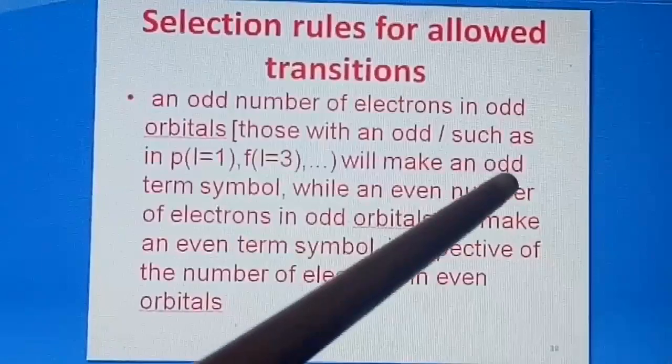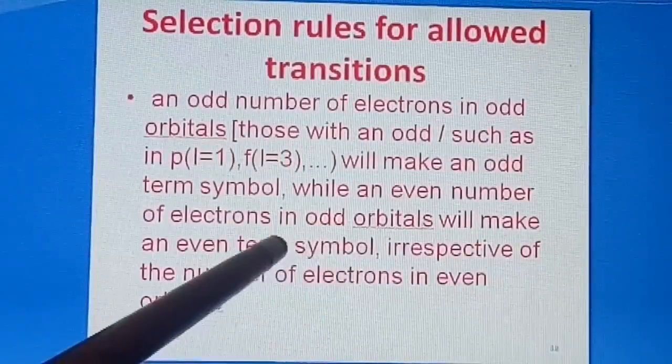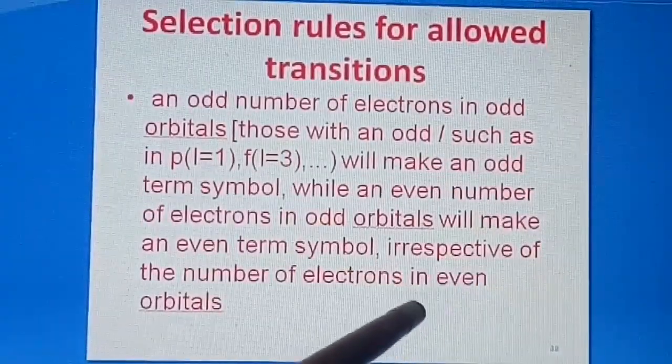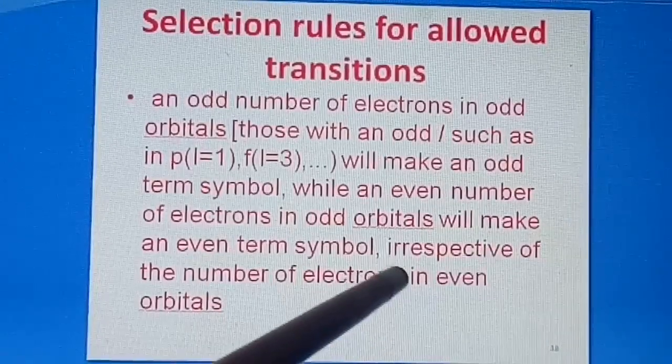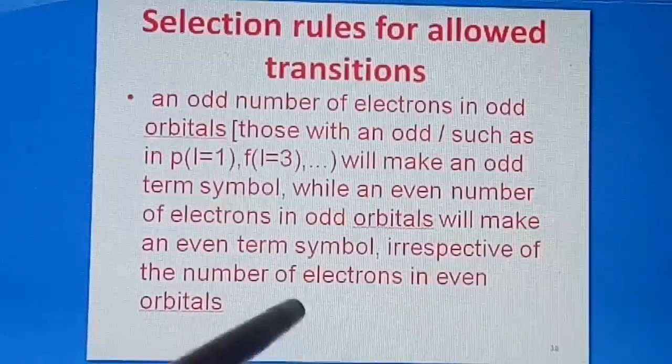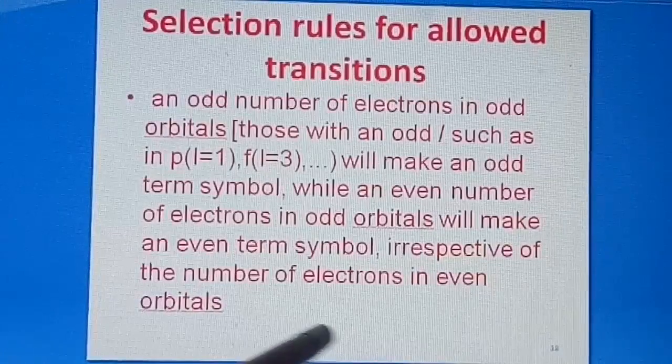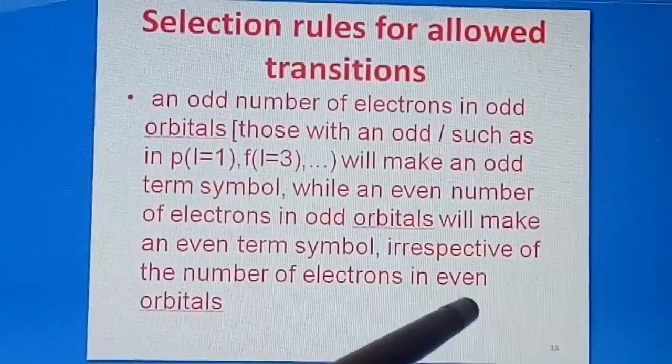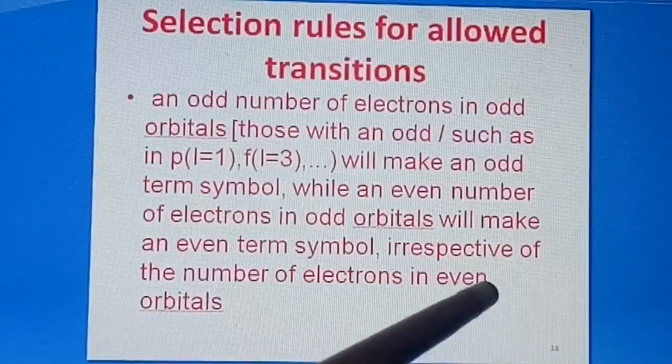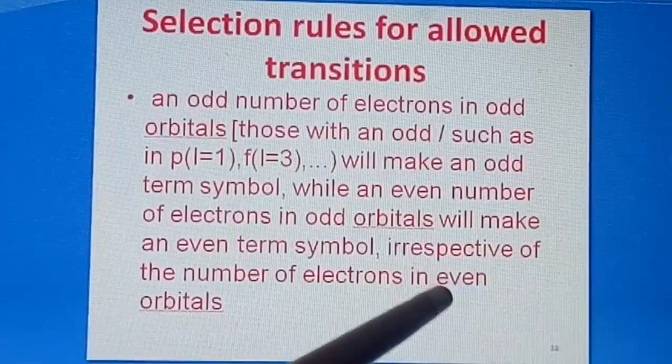If an even number of electrons are present in the odd orbitals, then the parity will be even, irrespective of the number of electrons in even orbitals. So if the orbitals are even, whatever the number of electrons, the parity will be even.